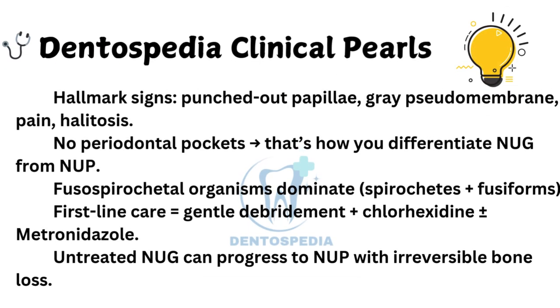Key pearls. Remember the classic triad of punched-out papillae, pseudomembrane, and halitosis. NUG has no pockets, unlike NUP. It's driven by fusospirochetal organisms, and the first-line treatment is gentle debridement with chlorhexidine, adding metronidazole if systemic signs are present. If left untreated, it will progress to NUP with permanent bone loss.